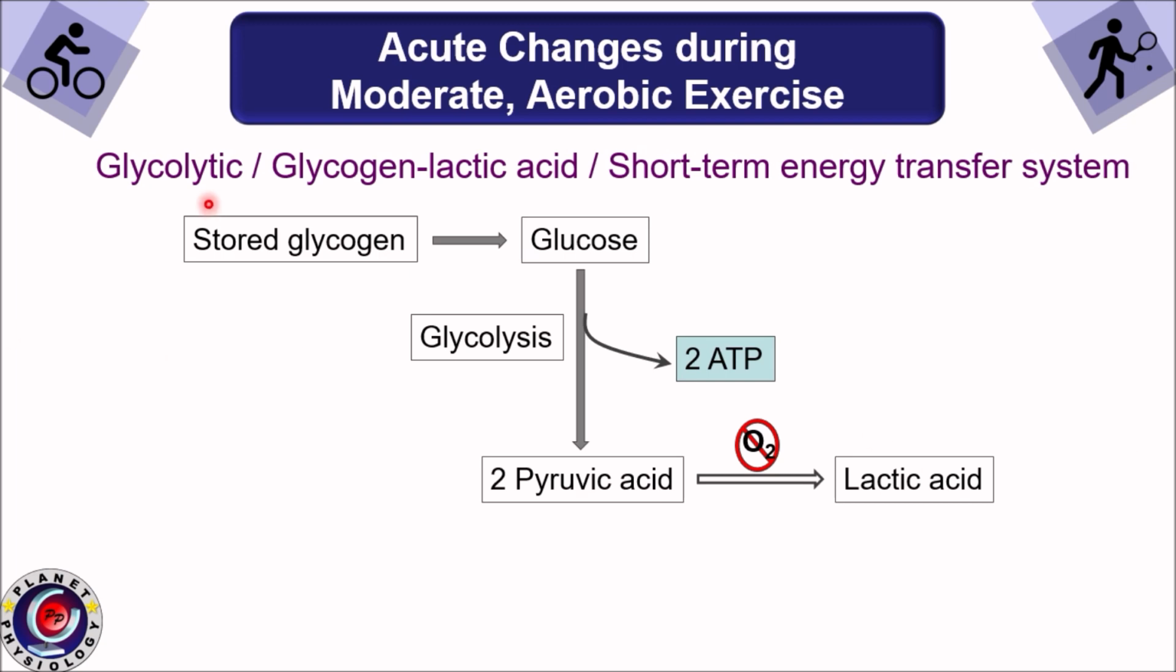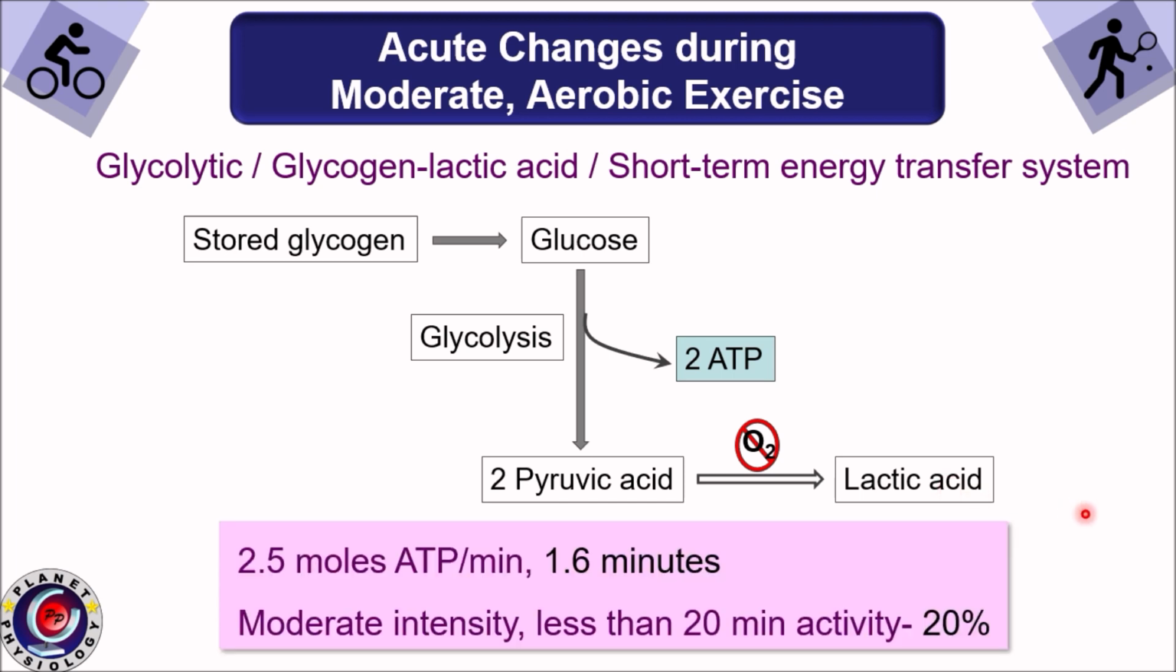The next mechanism is the glycolytic system, which is also called the glycogen lactic acid system or short-term energy transfer system. In this process, stored glycogen within the muscle is broken down to glucose and then to pyruvic acid. In absence of oxygen, pyruvic acid will be converted to lactic acid, and this process will generate 4 molecules of ATP. This anaerobic hydrolysis of glycogen is sufficient to provide energy for about 1.6 minutes of activity. During any moderate intensity exercises lasting less than 20 minutes, about 20% of the energy is obtained by the glycogen lactic acid mechanism.